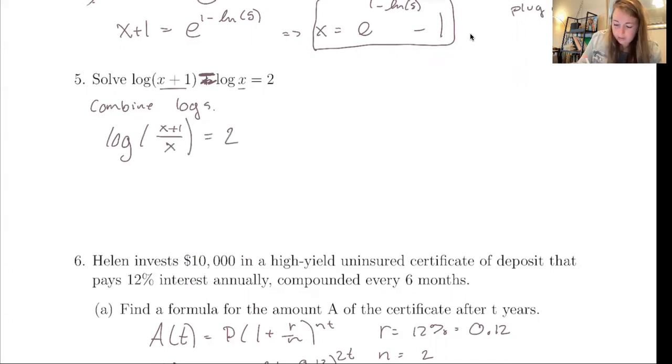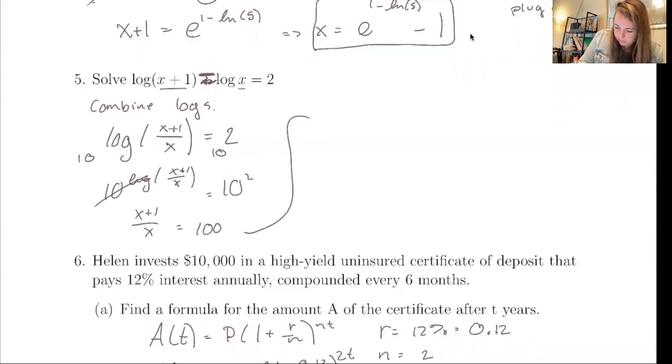Now I can raise it to a specific number to cancel out that log. So remember, if there's no base on that log, it's log base 10. So we're going to raise each side to be in 10's exponent. So this is going to give me 10 to the log of (x + 1) over x and 10 squared, which will just give me (x + 1) over x equal to, because those are canceling out, 10 squared. We know that's just 100.